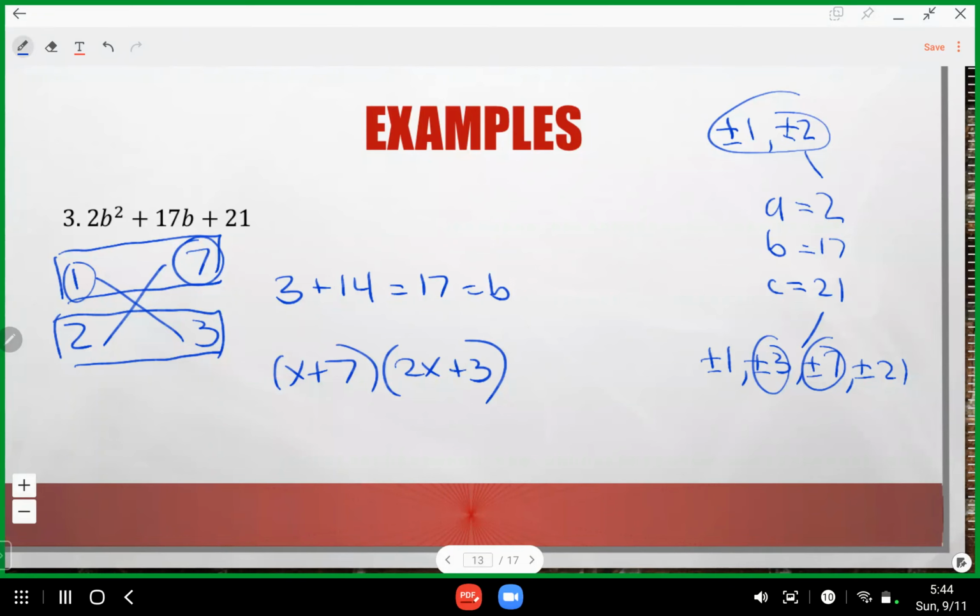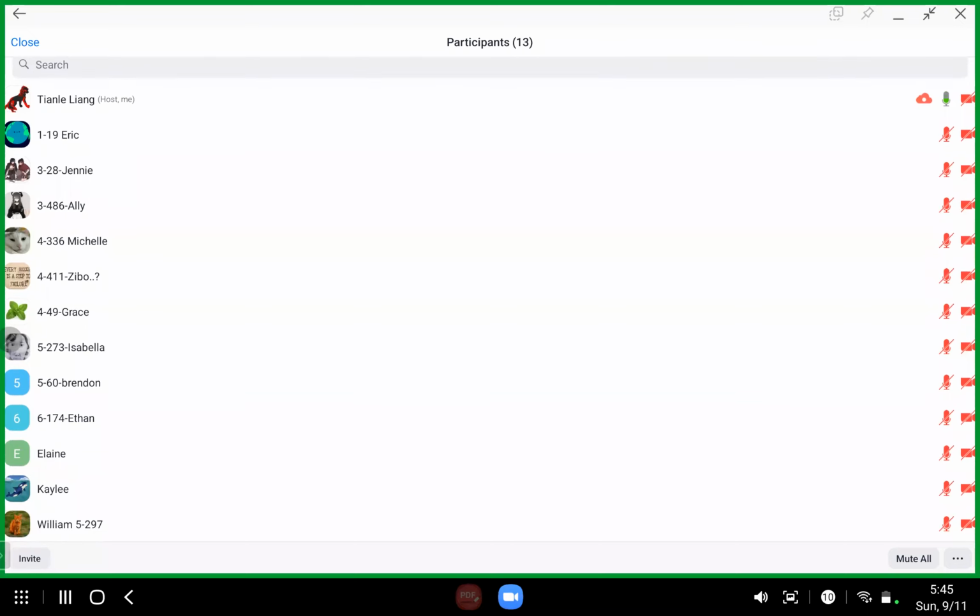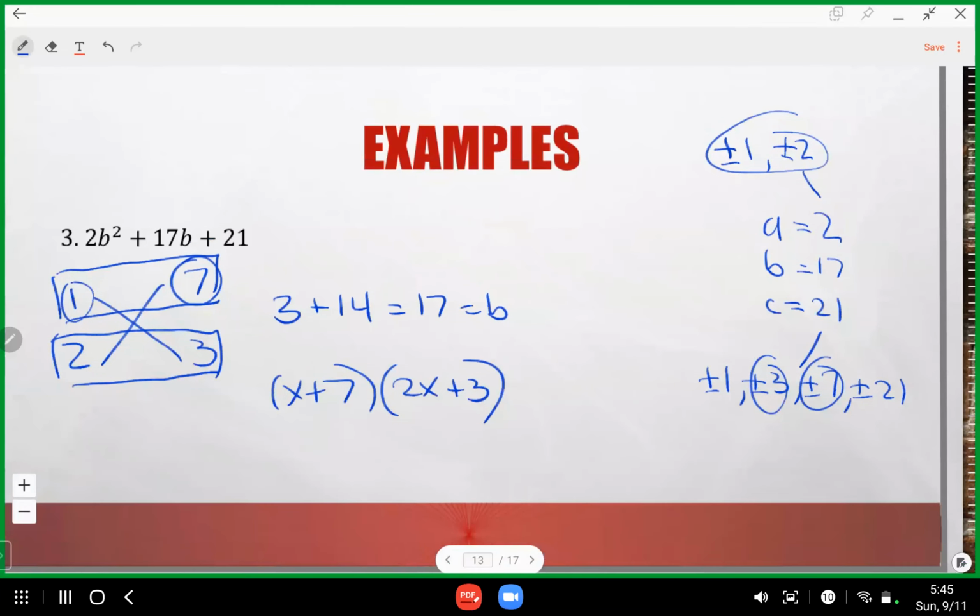Okay, so this is how we factor like that. All right, so it's quite complicated. After you get used to it, it will not be that complicated. Any questions? Do you have any current questions on this? All right, if not, I would like to go on to the next topic on factoring by grouping.